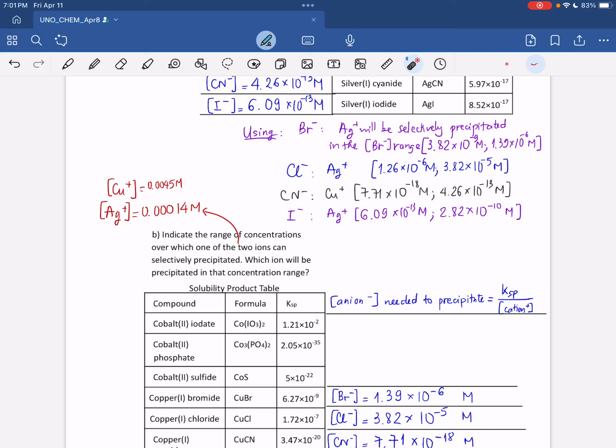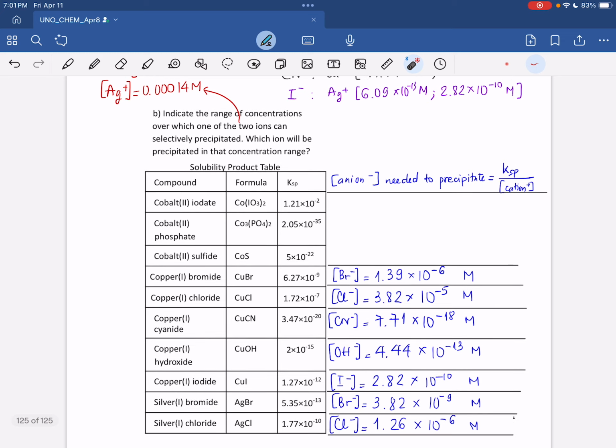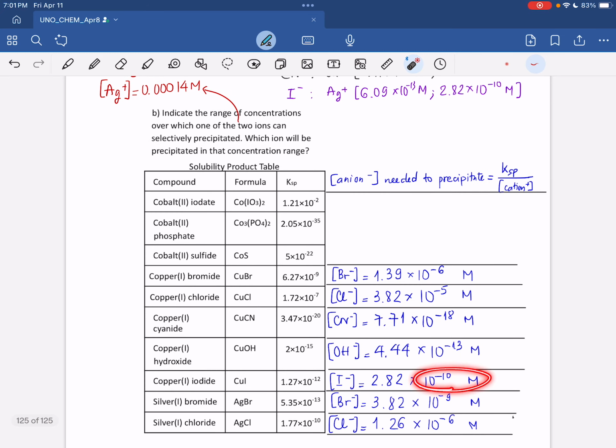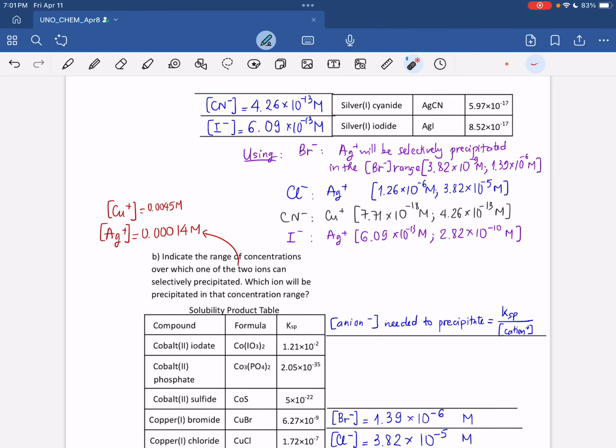And then lastly, for the iodide, we got silver here, 10 to the -13 molar required. For this one it is 10 to the -10. So we can see that for this one also, the silver will be selectively precipitated first. Okay, so that's the point.